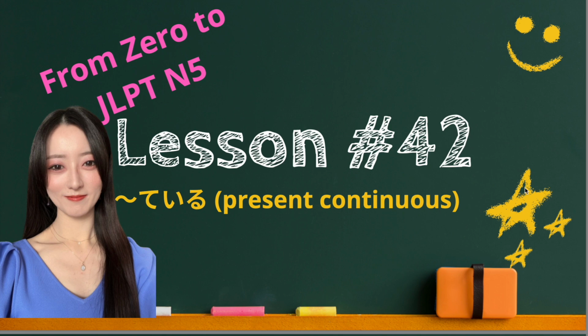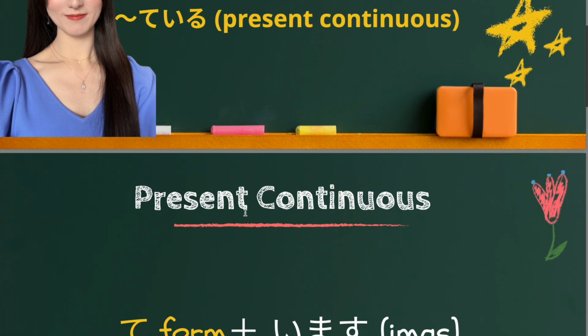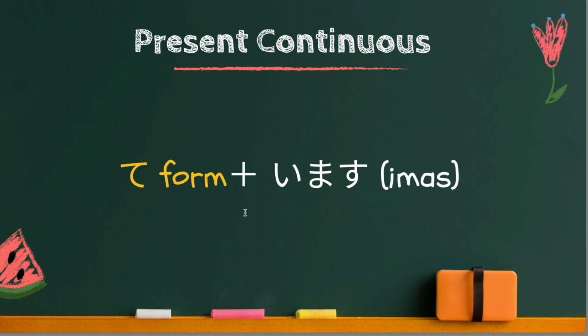So today, let's talk about another grammar pattern which uses the te form. Today, we will talk about this one, te iru, present continuous. Using this grammar pattern, you can express things like I'm drinking coffee, I'm studying Japanese, what you are doing right now. That is called present continuous. And the grammar format is this: te form plus imasu. That's it. It's very simple.